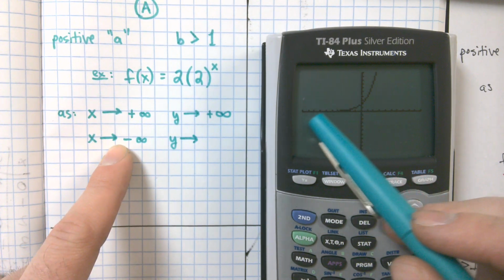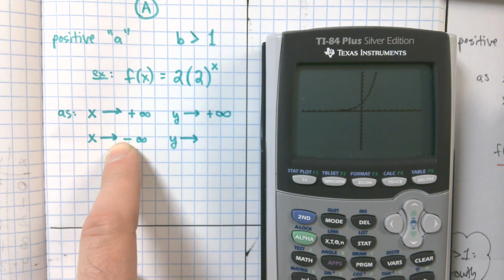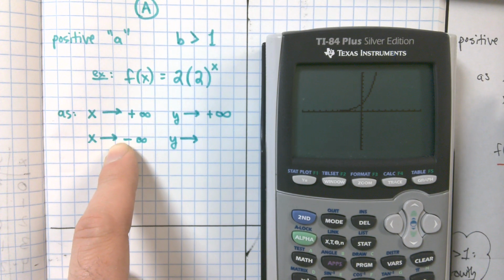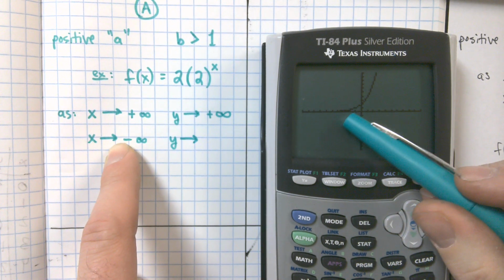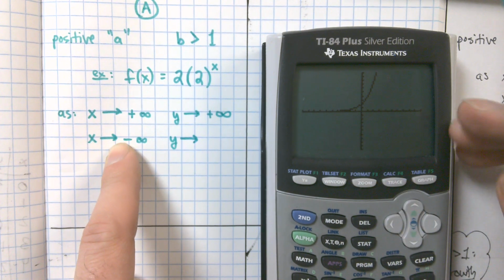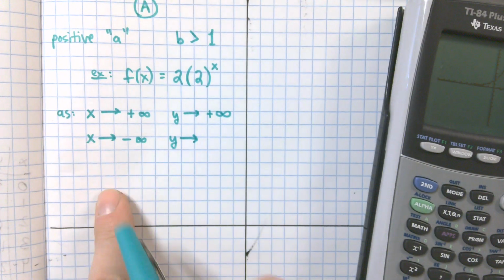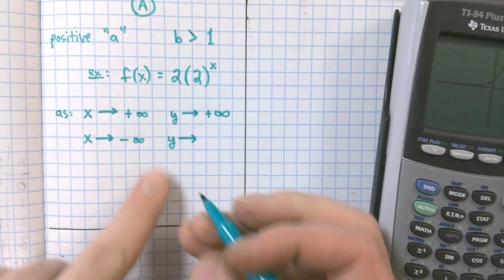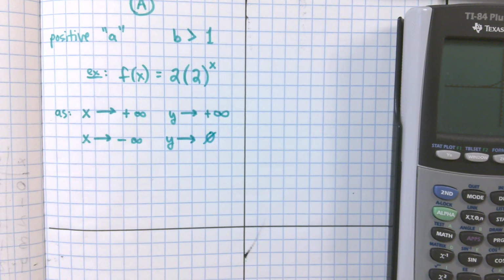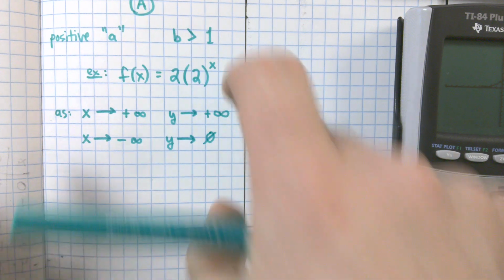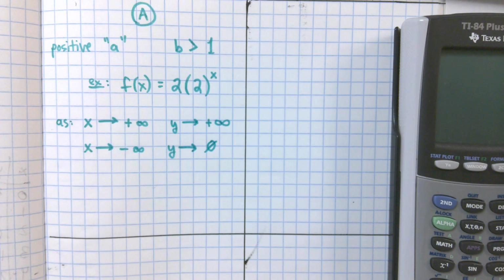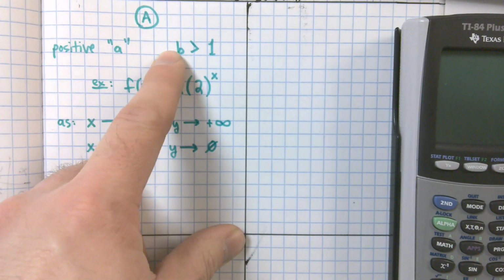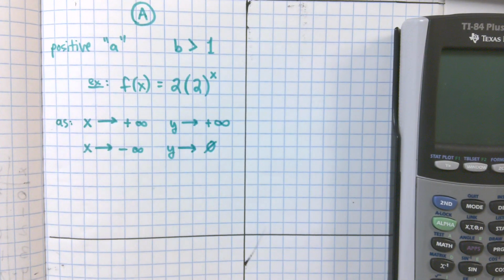So if I want to find what's happening to my y when x approaches negative infinity, I'm going to look to the left, to the left, to the left. What's happening to my left arrow on this function? What is it approaching? Infinity? It's approaching 0, like we said. It's getting closer and closer and closer to 0, but it'll never quite reach it. So as x approaches negative infinity, now y is approaching 0. This is my end behavior for the first type of exponential function. We have a function with a positive a value and a b value greater than 1. Okay?